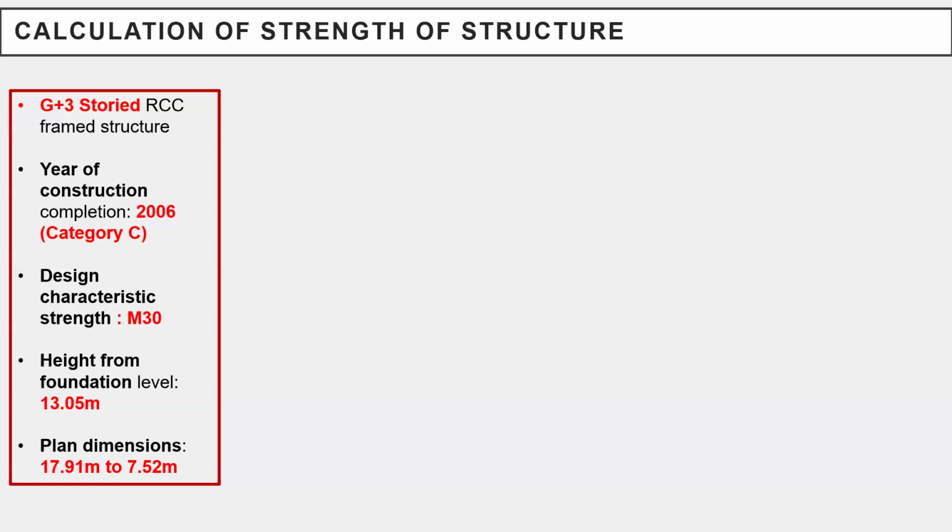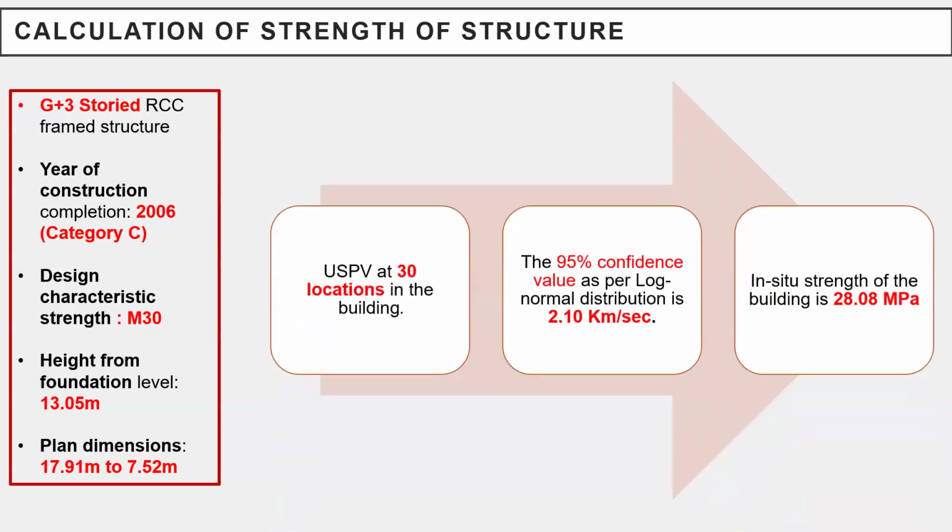So for the case study, we have considered a one ground plus three-storied RCC framed structure, for which the year of construction was 2006. The design characteristic strength was M30, the height above the foundation level is 13 meters, and the plan dimension was about 18 meters by 7.5 meters.